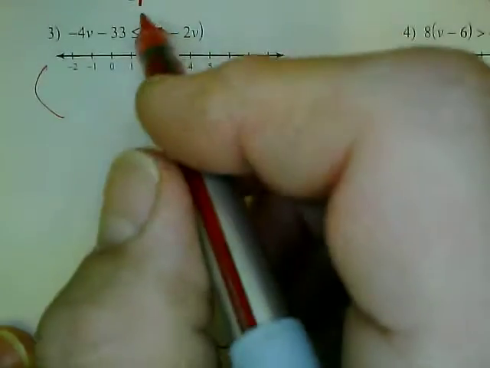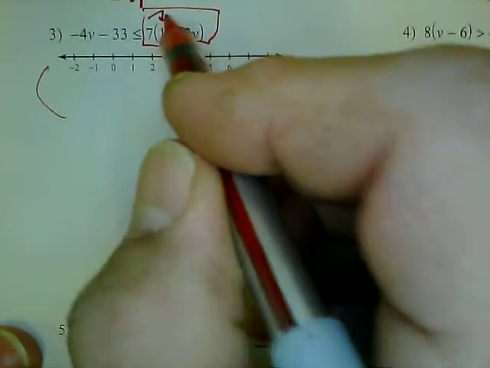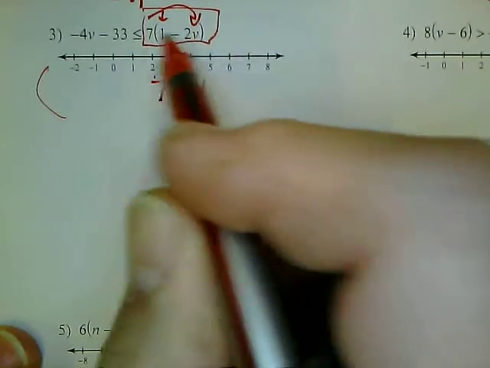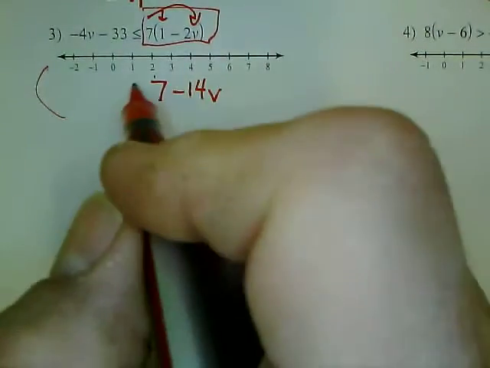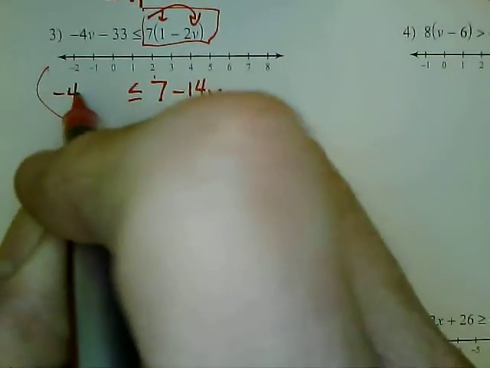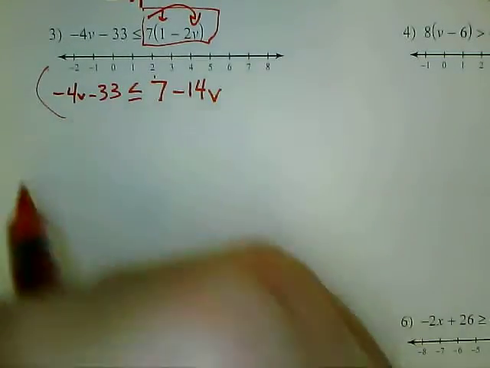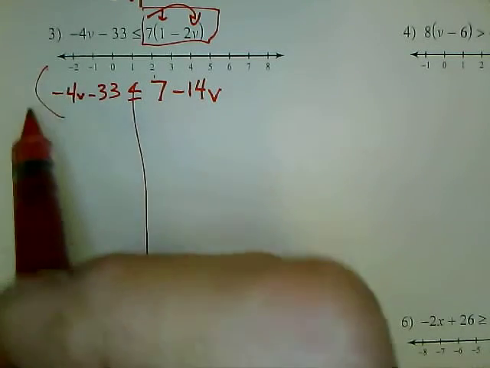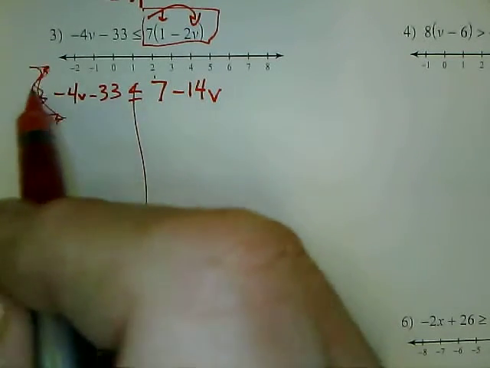All right, look for the distribute. There it is. 7 times 1 is 7. 7 times negative 2 is negative 14. They have a V together. You put the V. Bring everything else down. And I know this line here, that was an accident. Ignore that.